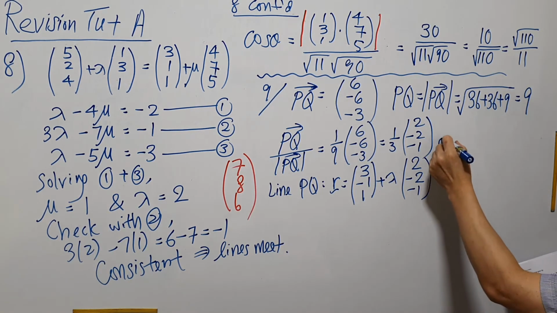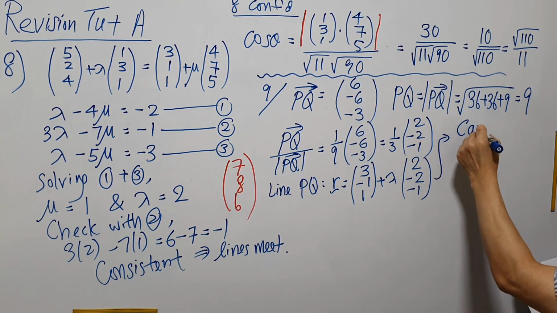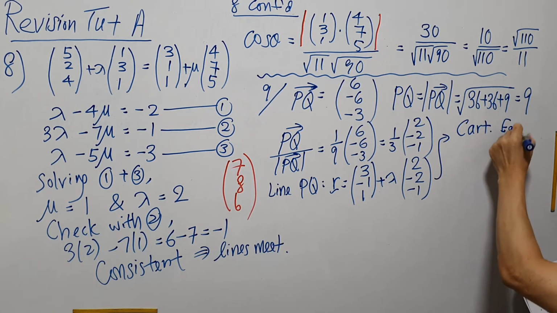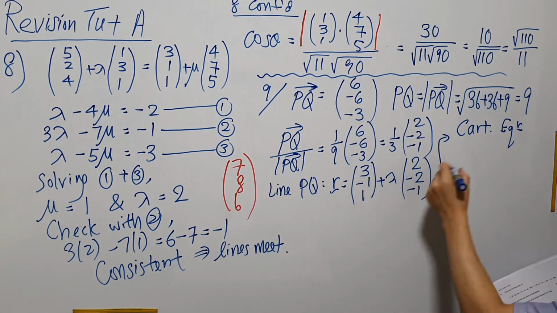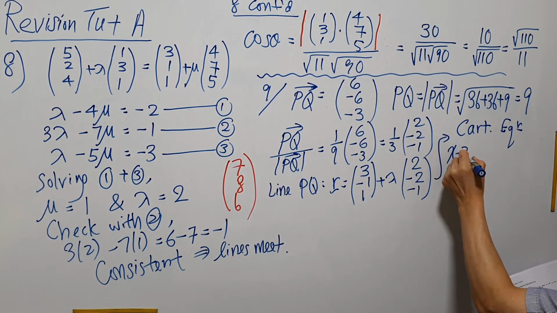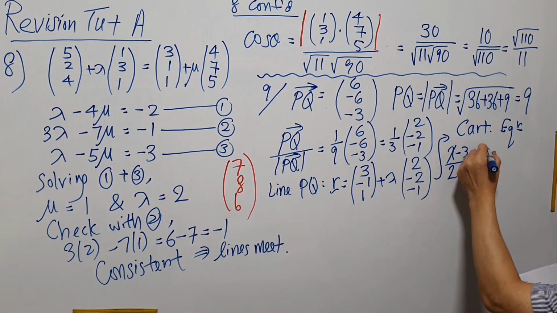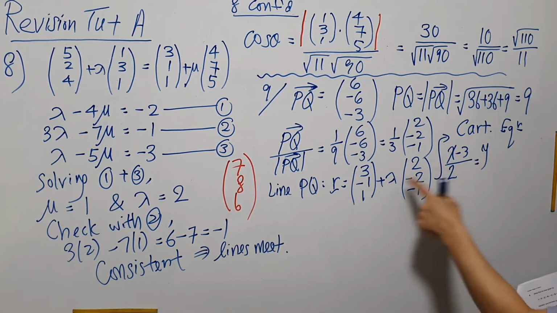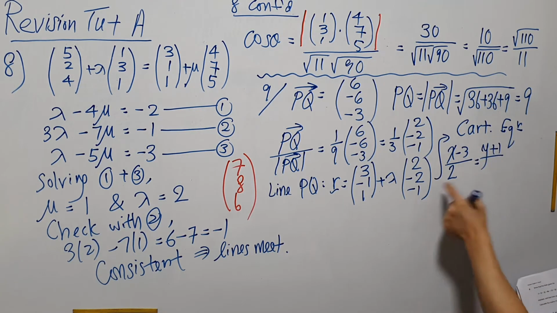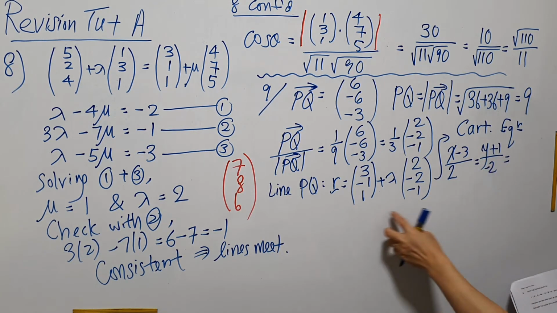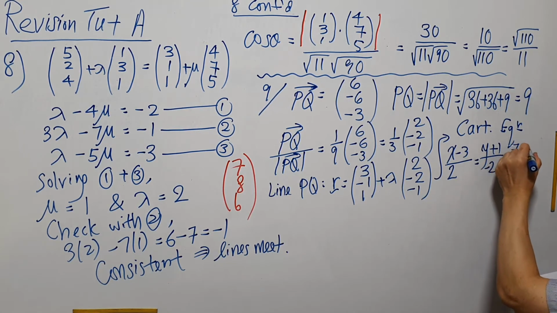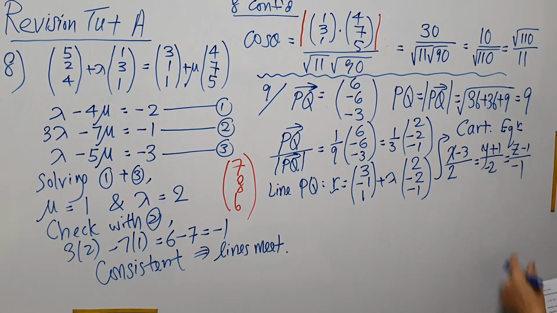To find the Cartesian equation, it goes like this. It'll be x minus 3 over this number 2, equals y minus minus, y minus minus is a plus 1, over minus 2, and z minus 1 over this minus 1. So this is actually the Cartesian equation of the line PQ.